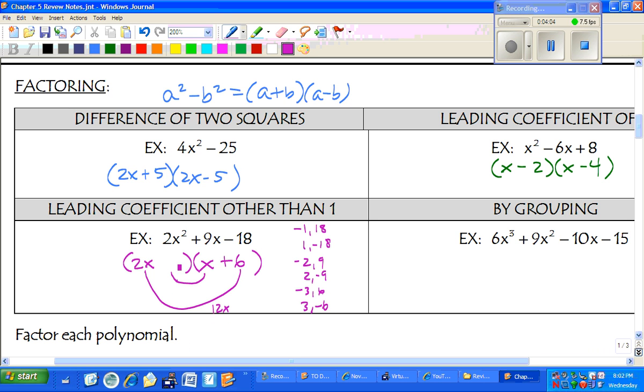And if we have a positive 6, we'd have to use a negative 3 to multiply to give us negative 18. And this right here is negative 3x. So 12x plus negative 3x gives us 9x.